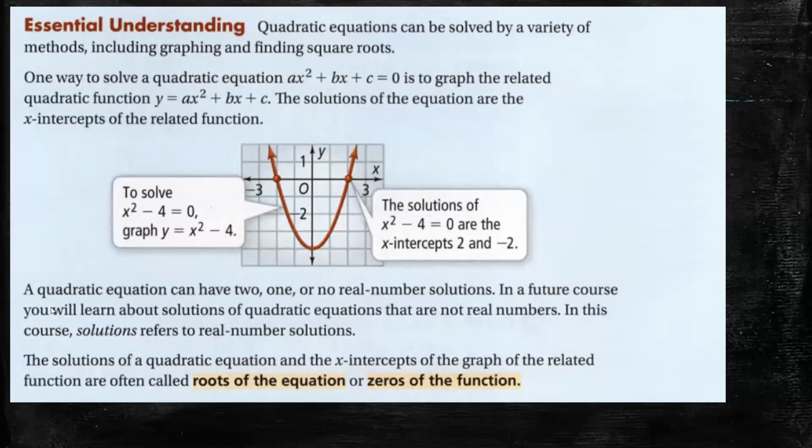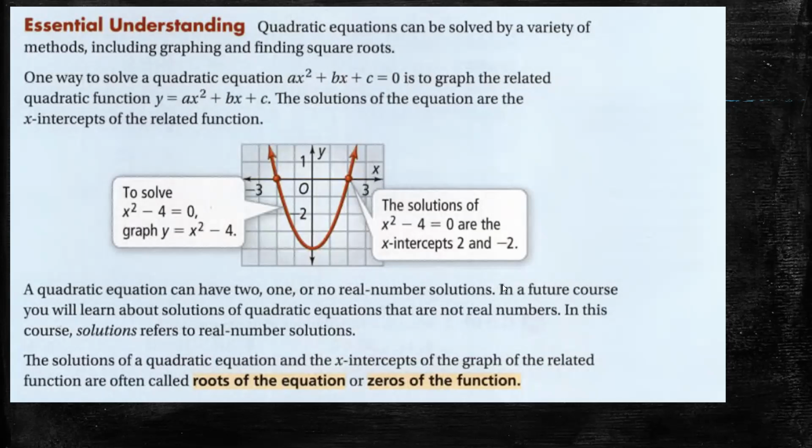Now, the quadratic equation has 1, 2, or no solutions. In a future course, you will learn about solutions of quadratic equations that are not real numbers. You mean that in this Algebra 1 course, we only talk about real numbers? What's the meaning of real numbers? Like 1 or negative 1. Later on in grade 9, inshallah, you will talk about i, which is not a real number.